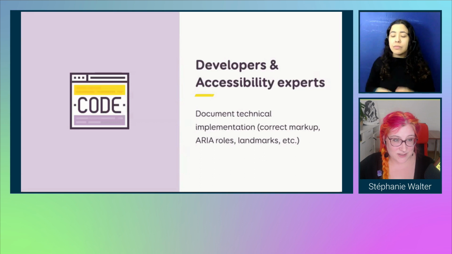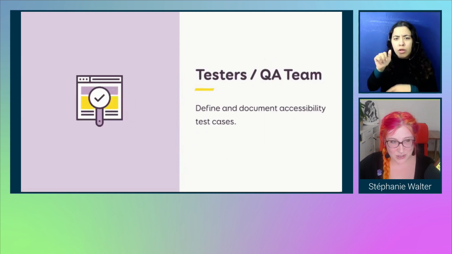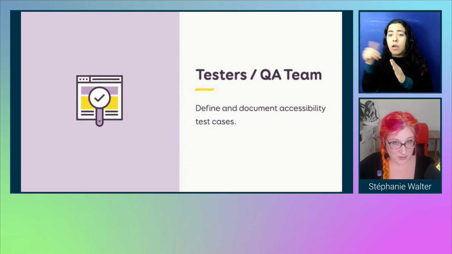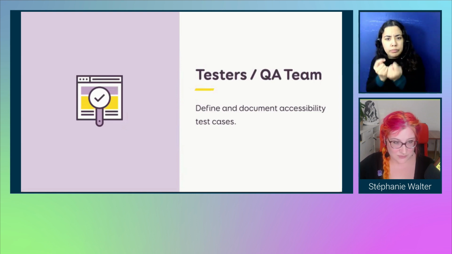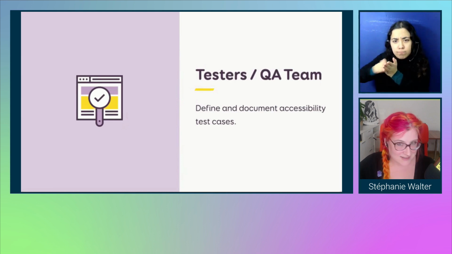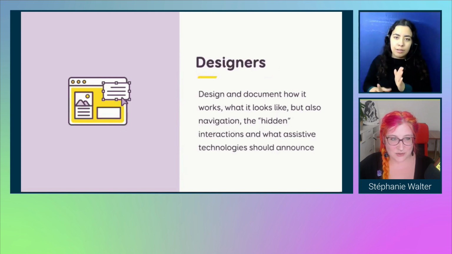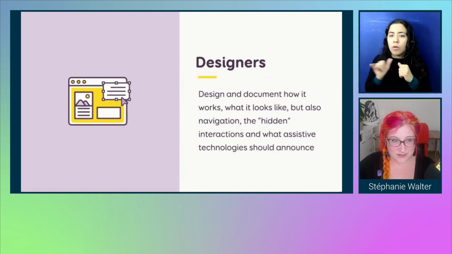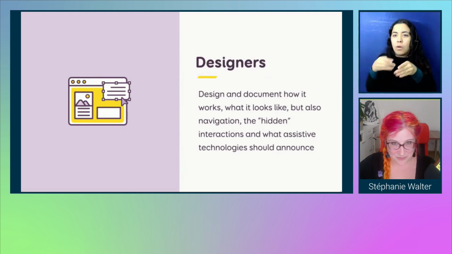Developers and accessibility experts, they document technical implementation like correct markup, ARIA roles, landmarks, things like that. Testers, quality assurance teams, the people who are going to technically test your products, they need to also write test cases, and then they can also write test cases for accessibility, which is how might we actually test this implementation. And then designers. Designers, they design and they document how it works, what it looks like, but also navigation. They can design and document the hidden interaction and what assistive technology should announce. So for now, I will mostly focus on design documentation because this is my kind of area. I'm a designer after all.